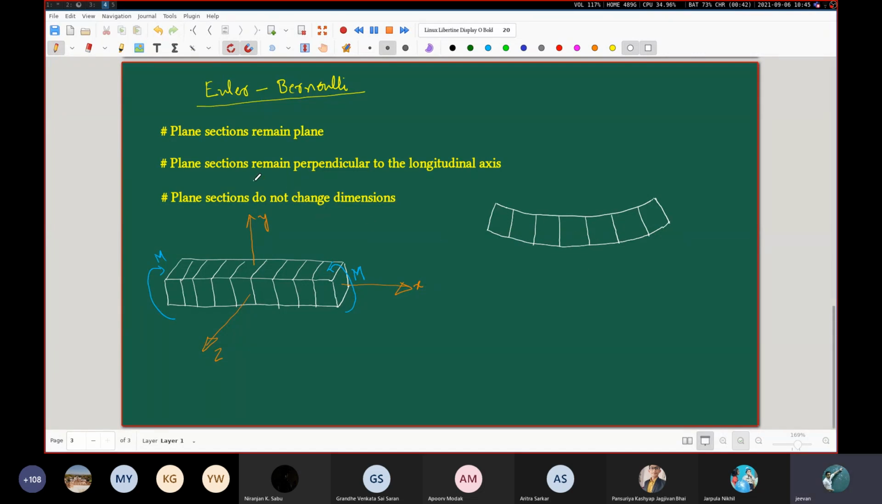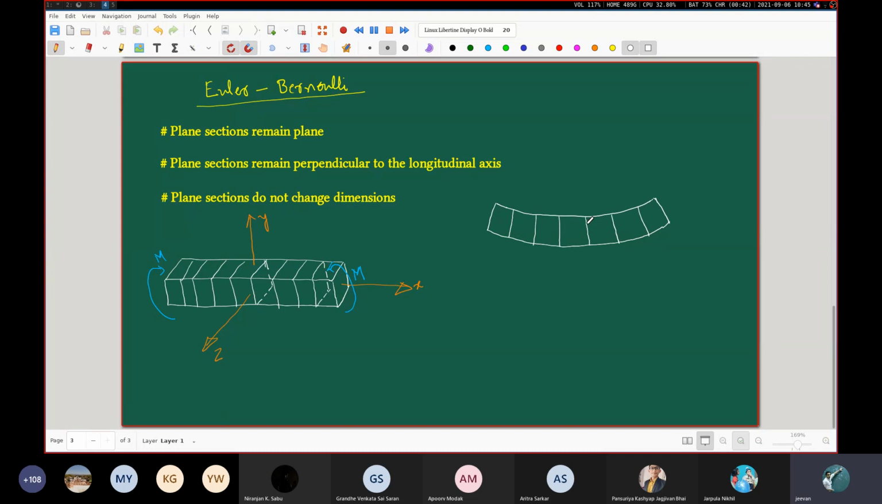Okay. So plane sections remain plane. This is the first one. What this simplifying assumption means is that under this kind of pure bending, each of these sections, if I complete this section, any one of these sections, even after deformation has taken place, these sections which were initially plane will remain plane even after deformation.